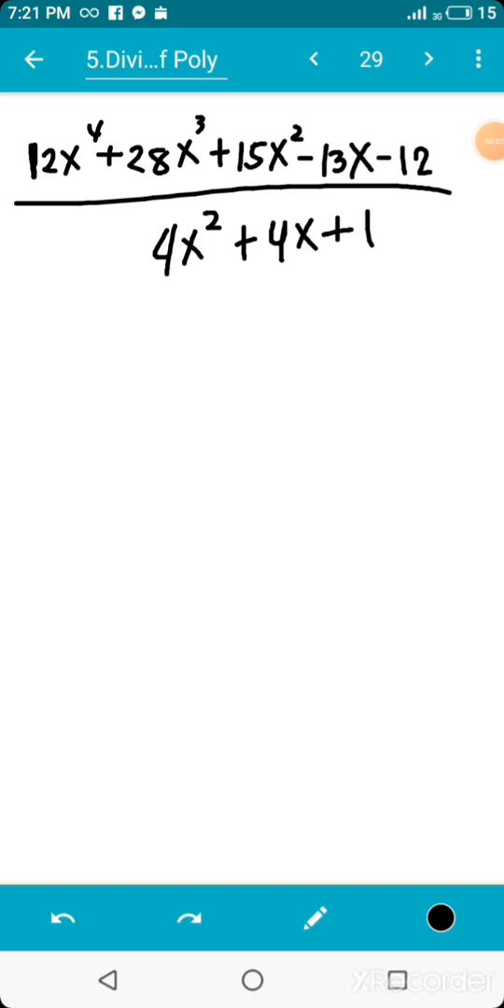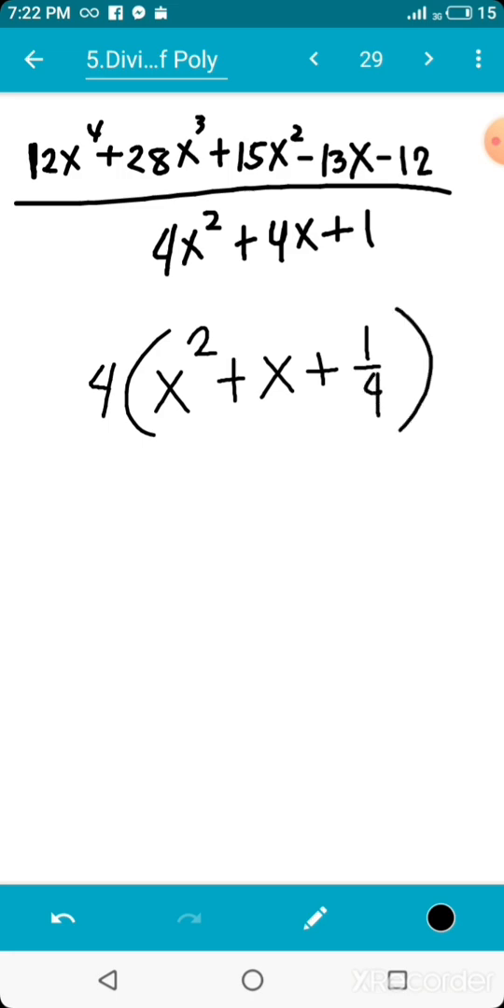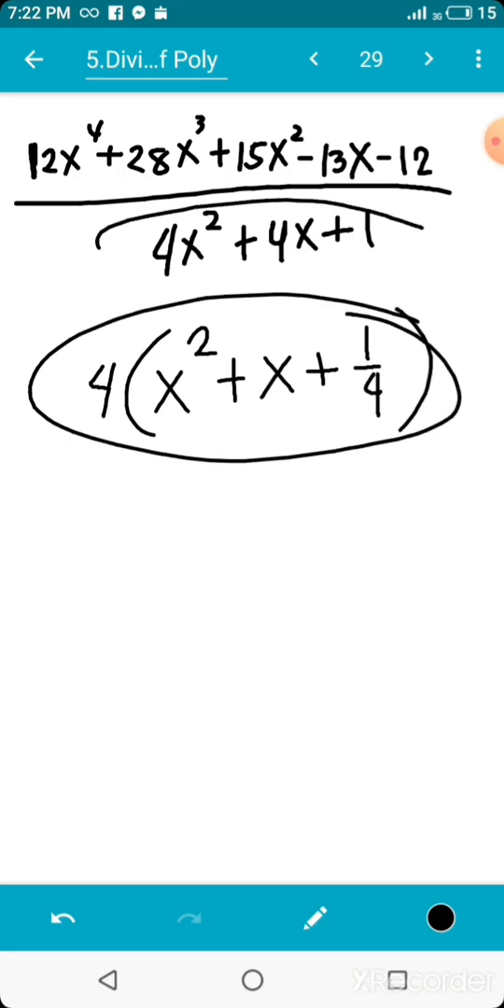Okay, so, kunin natin yung quotient na to gamit yung synthetic division. But before we do that, ang gagawin muna natin sa ating divisor, since meron tayong coefficient na 4, ifa-factor muna natin. Kukunin natin ang kanyang GCF. So, yung GCF ng 4x squared plus 4x plus 1 ay 4. So, ilalabas natin siya. So, it will become 4 times x squared plus x plus 1/4. Okay? So, pag pinag-multiply ko, dapat ito yung magiging product.